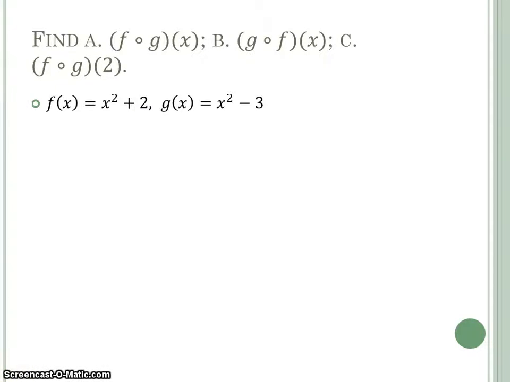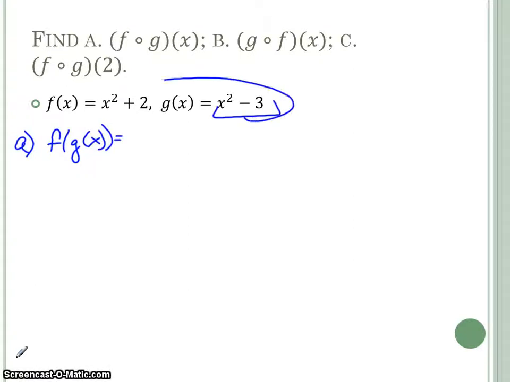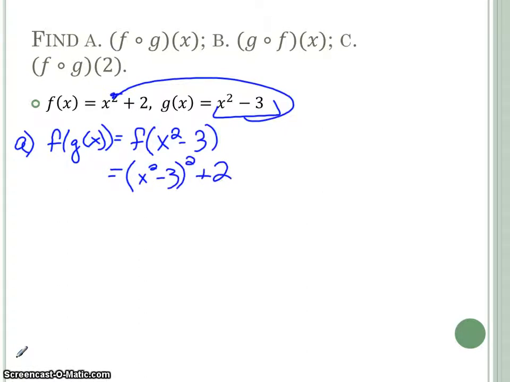So if we start by trying to find f of g of x, we're going to take g of x and substitute it in to f of x. So wherever we see an x, we're going to replace it with x squared minus 3. So right there, we're going to have x squared minus 3 squared plus 2.